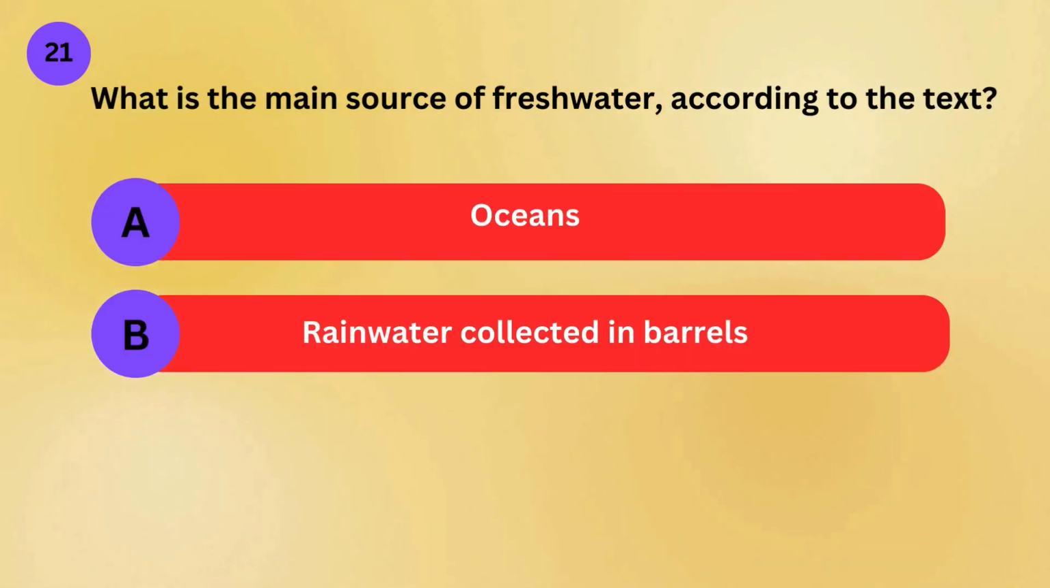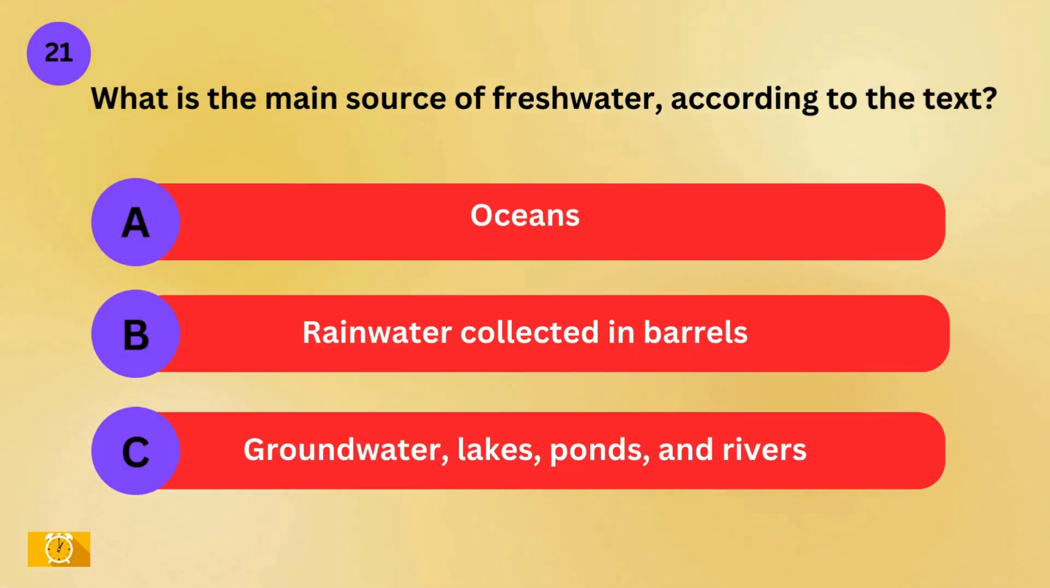What is the main source of fresh water? According to the text: oceans, rainwater collected in barrels, groundwater, lakes, ponds, and rivers.